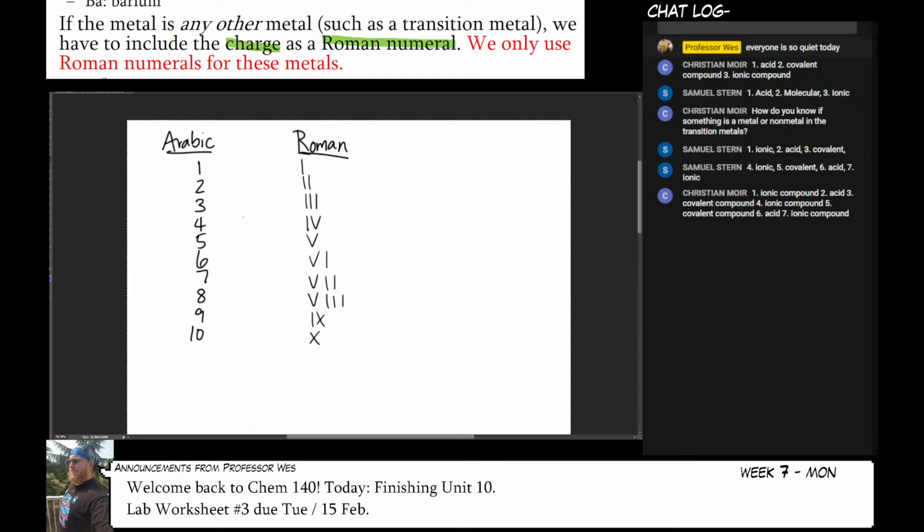But we use Roman numerals for charges for naming ionic compounds, so it behooves us to know it. You're really only ever going to see up to 8, but I list up to 10 because why stop at 8? Like, might as well just finish off the last 2.